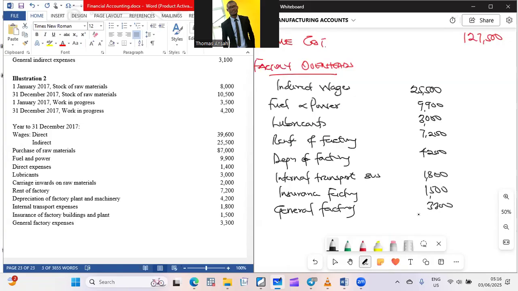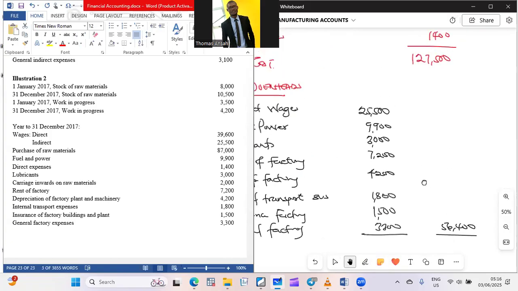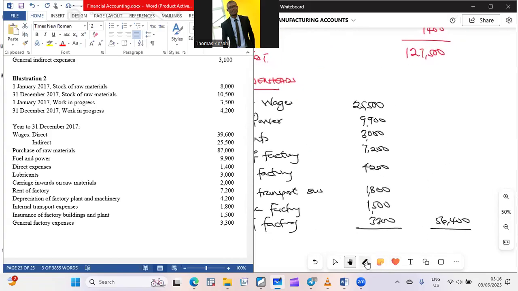Now, if we put all these things together, we have 56,400. So this is the summation of our overheads. So production cost therefore will be this plus this, and that is 183,900. So that is that.